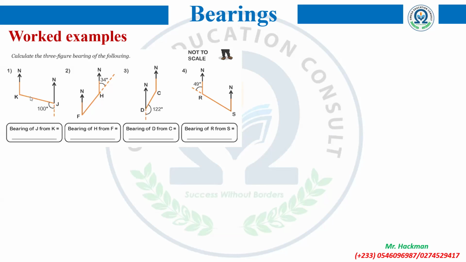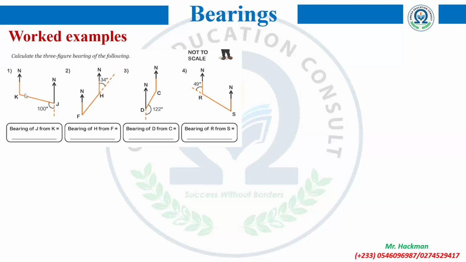Okay, so if this is the angle that we are looking at, you know that the north lines here will be parallel. So this becomes a transversal, and you are told that the angle here is 100. So you should know by extension that the angle we have here will also be 100. So this angle here is 100, and this angle is also 100, and that's the angle that you are looking for.